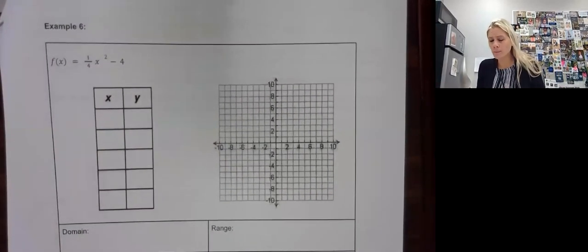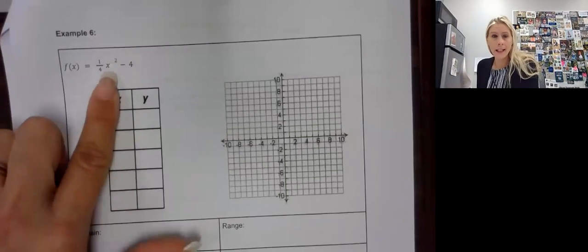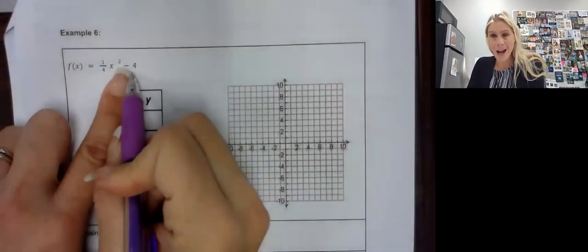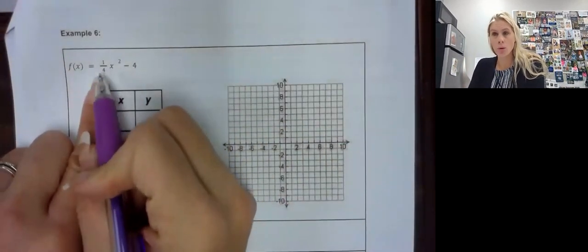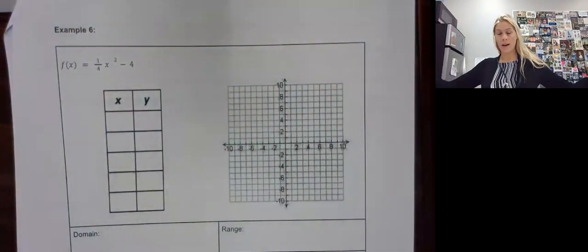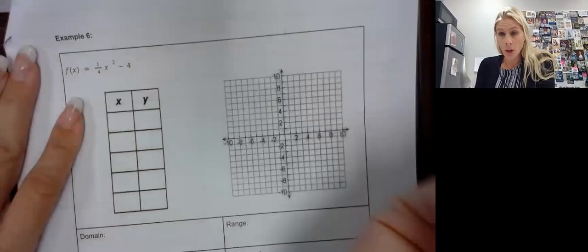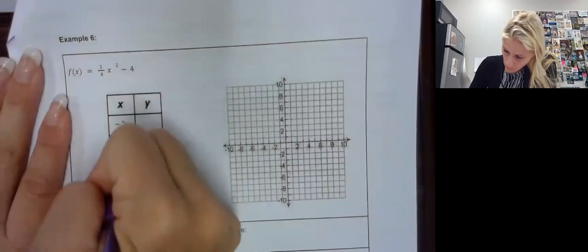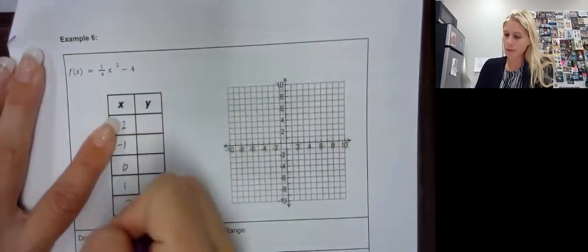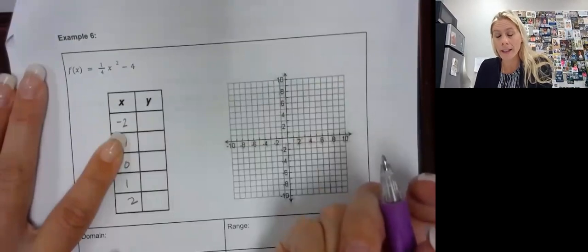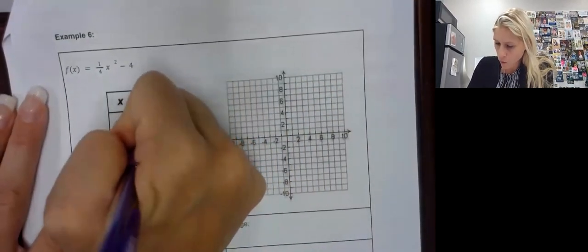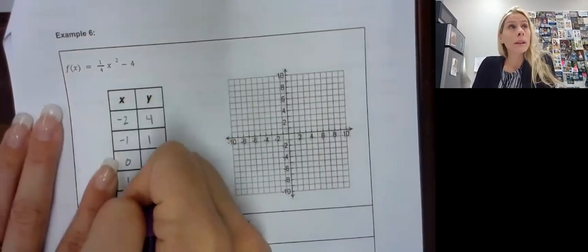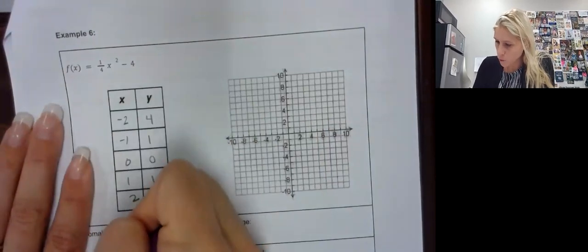Okay, another transformation. So this is an x squared, right? So it should be a parabola. Now we're going to move down 4, and it's going to widen, right? We're going to have that compression. So let's start with our parent function. Let's do the -2, -1, 0, 1, and 2. Now remember, this is the parent function, so we're squaring it. -2 squared is 4, -1 squared is 1, 0 squared is 0, 1 squared is 1, 2 squared is 4.